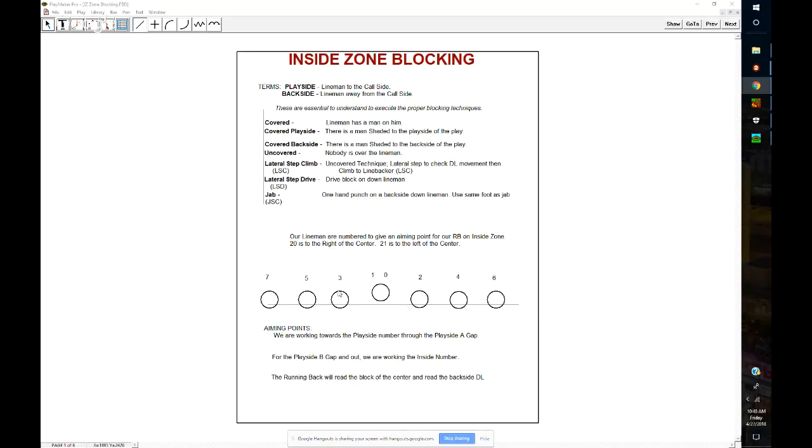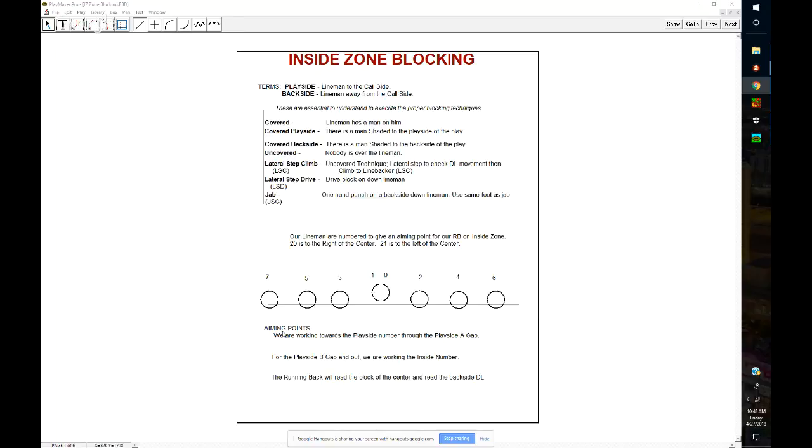For example, 2 and 3 is going to be our trap series. 4 and 5 will be our power and counter series. 6 and 7 will be our pin and pull series. And 8 or 9 will be our jet or outside zone series. But for today, 0 and 1 for inside zone.